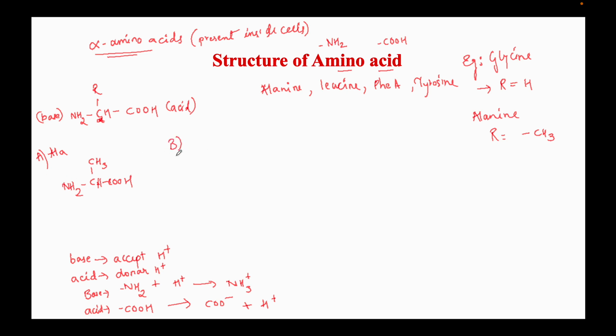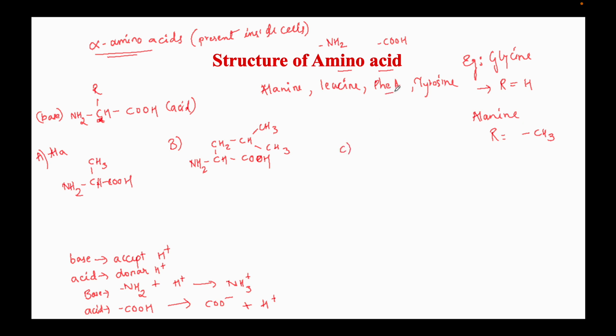The second amino acid we have is leucine, right? This is the normal amino acid backbone structure, and the R group of leucine is CH2, CH, CH3, CH3. The R group of leucine also doesn't have any amino group or acid group, so this also has only one base and one acid group.